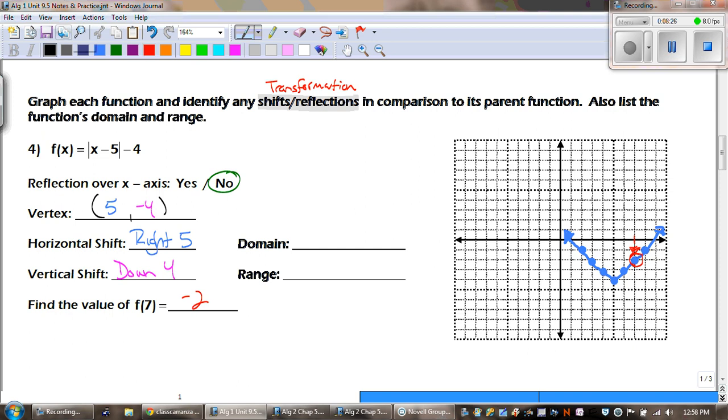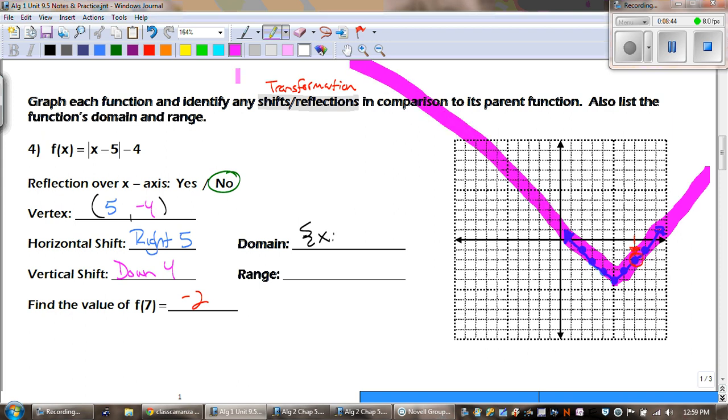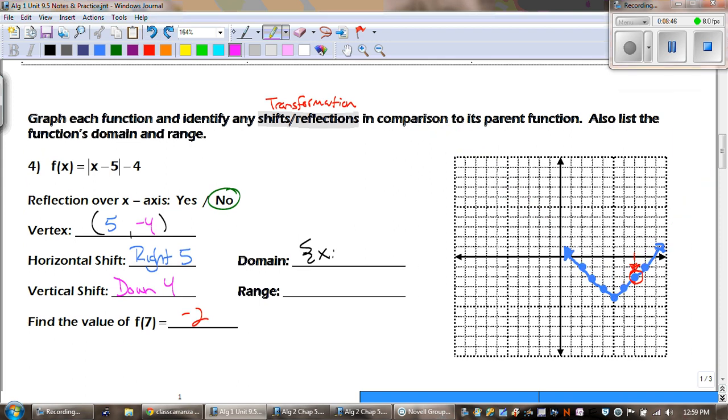Now, our domain is going to be the same thing as a quadratic because as our x values, there's no limit on them. It gets wider and wider. Okay? So even though this stops, those are just going to keep going and going. So our domain is all real numbers.